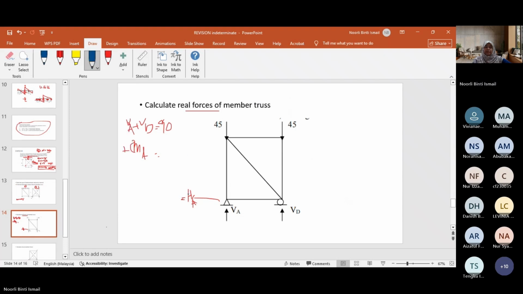Sini. Ada berapa ni HA? What is the value for HA? Based on this, berapa kelas HA? Do we have external horizontal direction? No. So HA will be? 0. 0 lah. I need to list.